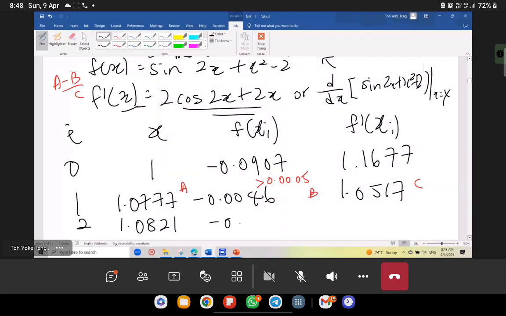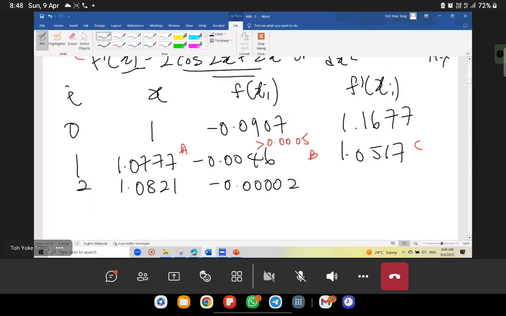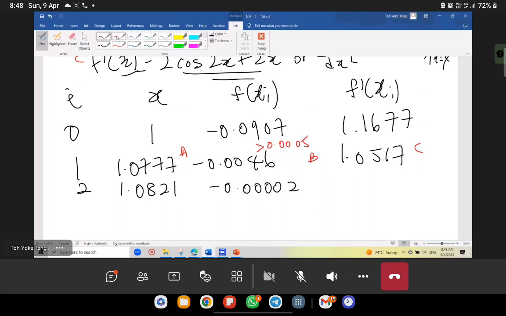1.0821 negative 0.00002. As you notice here, this value, 1, 2, 3, 4, is less than 5. So for the previous one, there is no need to add 1. It is negative 0.00, which is actually the same as 0.0000.